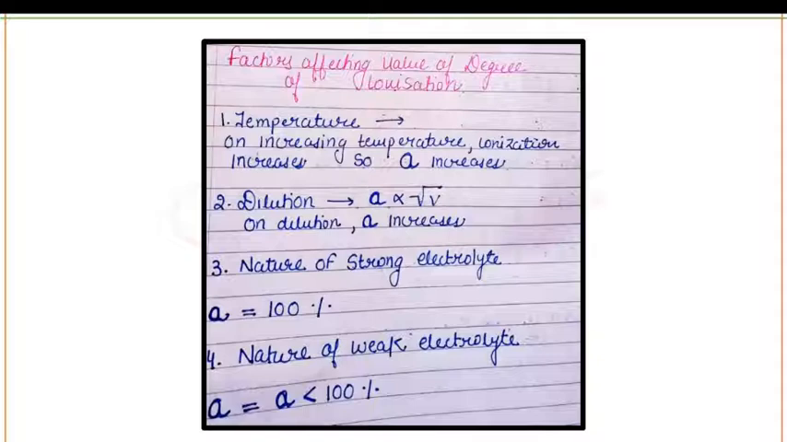Third, you have the nature of electrolyte. If you have a strong electrolyte, then there will be complete dissociation, that is equal to 100%. And if you have a weak electrolyte, then the dissociation will be less than 100%. So these were some factors affecting the value of degree of ionization.